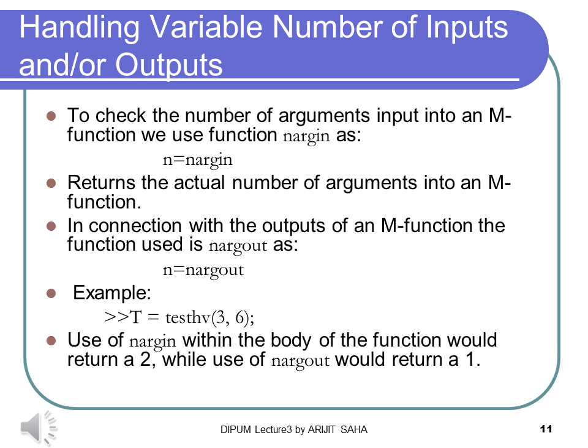How to handle variable number of inputs and outputs? To check the number of arguments input into an M function, we use the function nargin, and n = nargin returns the actual number of arguments into an M function. In connection with the outputs of an M function, the function used is nargout. In a similar manner, n = nargout.